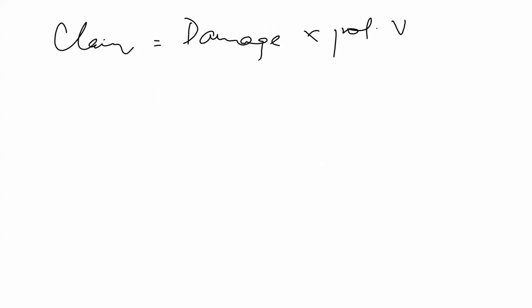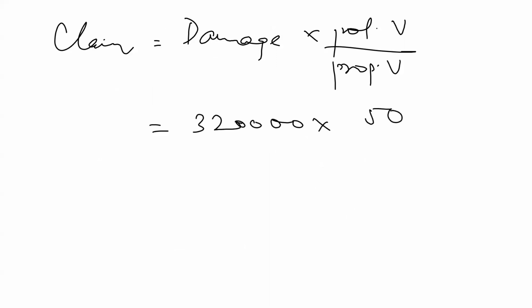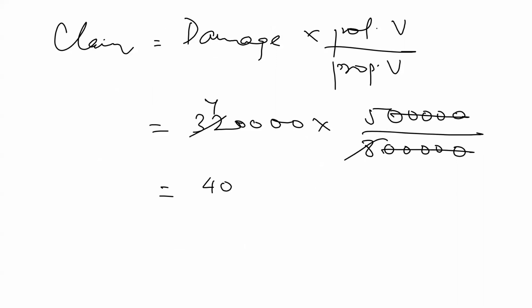After the damage, the customer claims. So claim is equal to damage into policy value upon property value. The damage is 3,20,000, policy value is 5 lakh and property value is 8 lakh. After cancellation of the zeros, 8 ones are 8, 8 fours are 40,000, into 5. So he got a compensation of rupees 2 lakh.